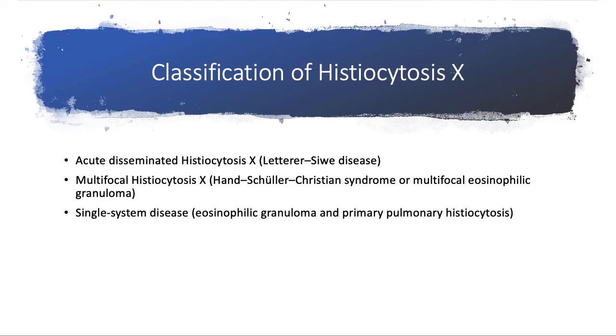Single system disease, eosinophilic granuloma, and primary pulmonary histiocytosis is characterized by the involvement of a single organ, bone, lungs, or skin, and usually follows a benign course and can regress spontaneously. Pulmonary involvement of patients with multisystemic disease is rarely at the forefront of the clinical picture, yet may be of adverse prognostic significance. Isolated or predominant pulmonary involvement is the pattern encountered by a pulmonologist in adults and has a number of specific epidemiological and clinical features that warrant its individualization as a separate entity.